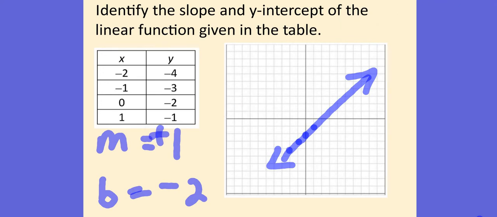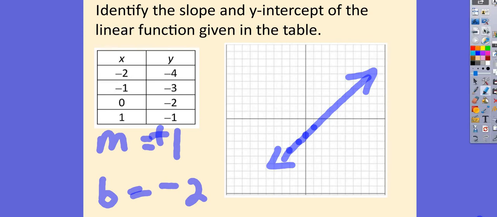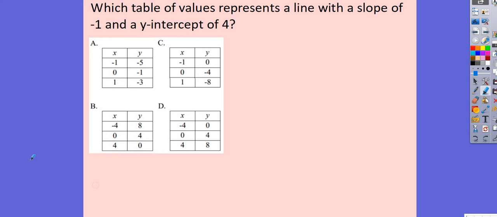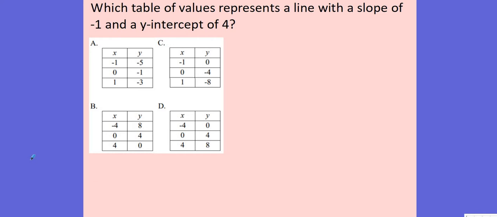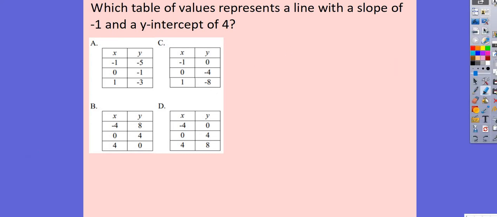Okay? Use your graph. Always use your graph paper. It's super important. You can have as much as you need. Alrighty, we've got a last one here. It says, which table of values represents a line with a slope of -1 and a y-intercept of 4? Well, let me go ahead and grab my graph again because that'll be easiest.